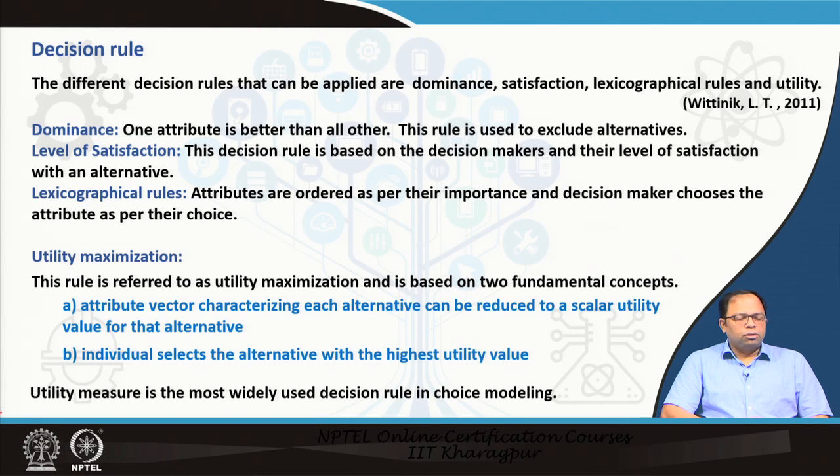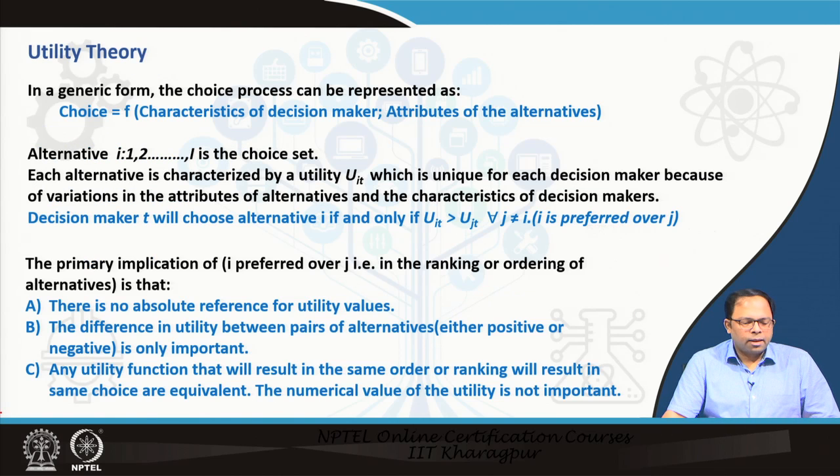And finally comes the utility maximization rule. This is the most popular rule that is being used, and it is based on two fundamental concepts. One is that the attribute vector characterizing each alternative can be reduced to a scalar utility value for that particular alternative. That means the different characteristics or variables that define a particular alternative could be brought into a scalar quantity, a unique value. The second is that the individual selects the alternative which has the highest utility value. That means whichever option has the highest value would be chosen by the individual. So this utility measure is the most widely used decision rule in the choice modeling process.